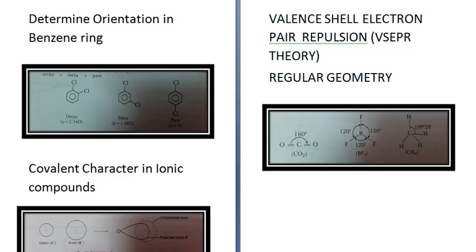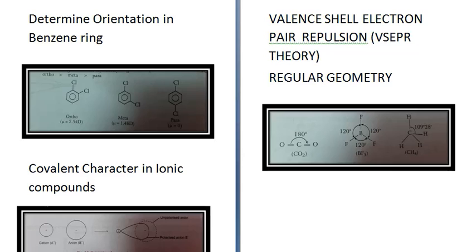Second point of VSEPR is that due to similar charge, electron pairs repel each other. This force of repulsion is not of equal magnitude. It is of the order: lone pair-lone pair repulsion is greater than lone pair-bond pair repulsion, which is greater than bond pair-bond pair repulsion. So least repulsion is between bond pairs, and maximum is between lone pairs.